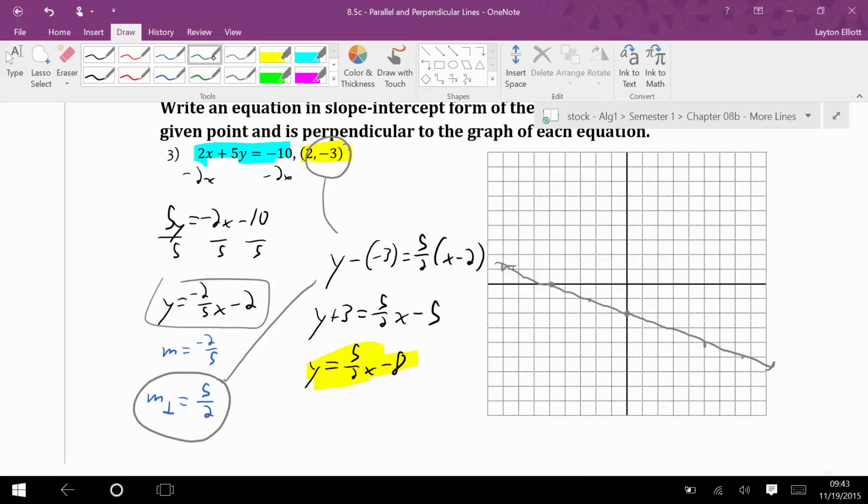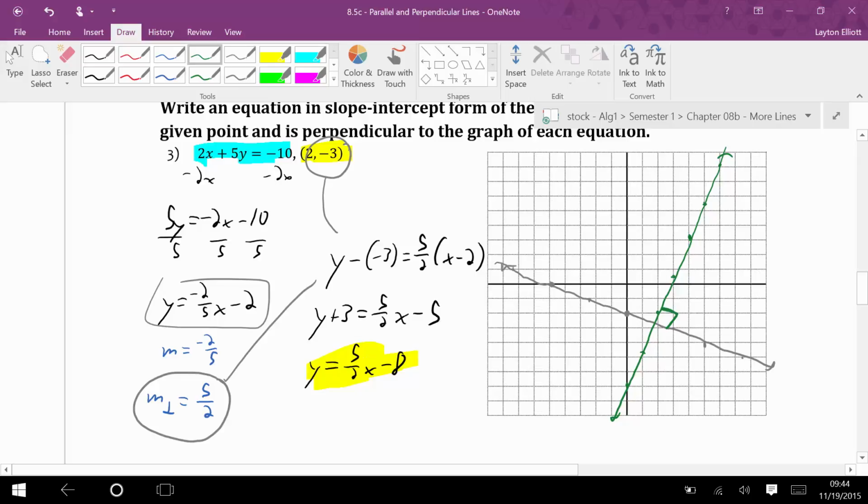And then let's graph this one. Y is equal to 5/2 x minus 8. So down 8, then up 5, right 2, up 5, right 2. Put some half points down, and then graph it. Okay, those look pretty perpendicular to me. They cross at right angles.